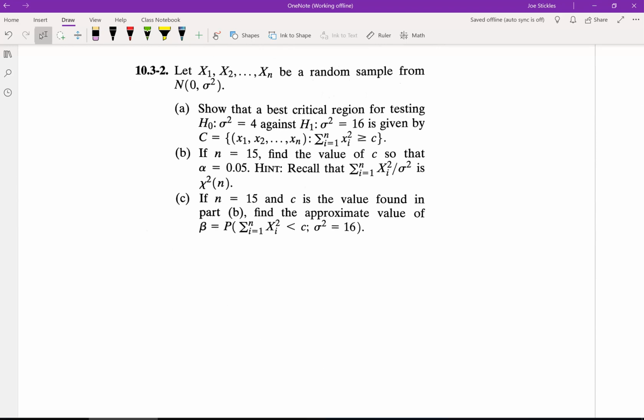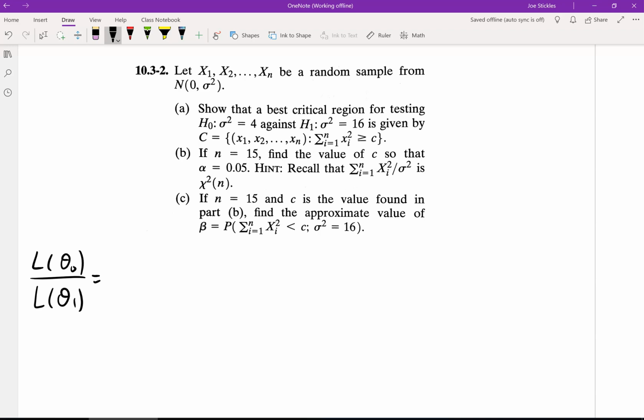Let's say we have, this is out of your book, a random sample that comes from a normal distribution. You know the mean, but you don't know the variance. This one asks us to create a best critical region and show that it is of a certain form. Since I don't have the n given to us in this case, I really do need to create that likelihood ratio with a product.